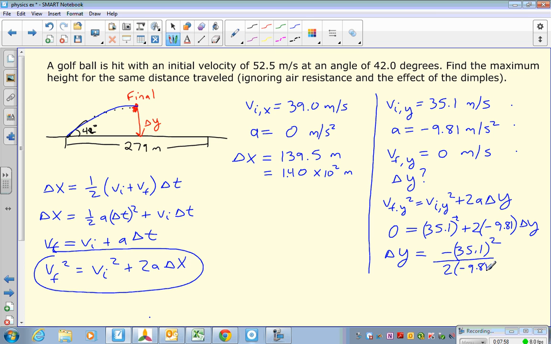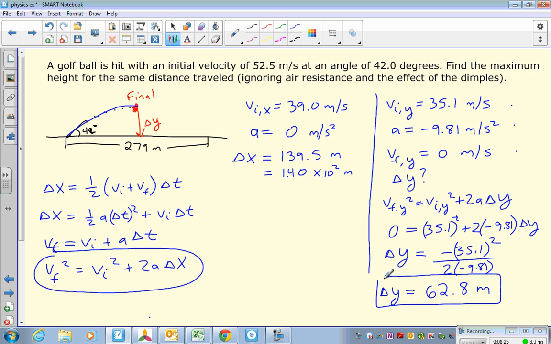And you may rearrange it differently than I did. You may have evaluated 35.1 squared first and all that jazz. But hopefully you guys are confident enough in your algebra skills and can follow along at home and get delta y equals 62.8 meters.